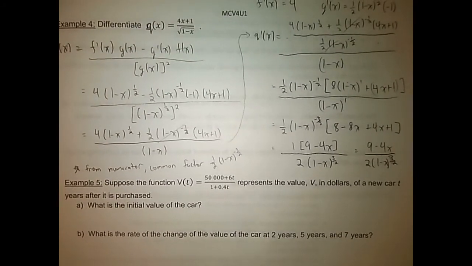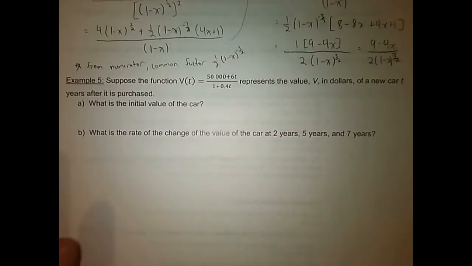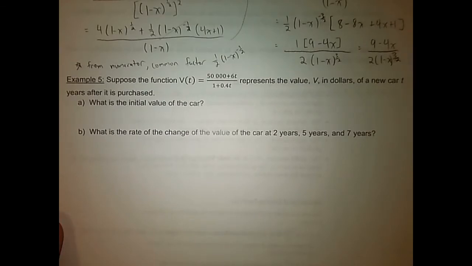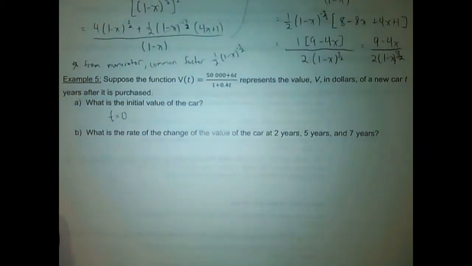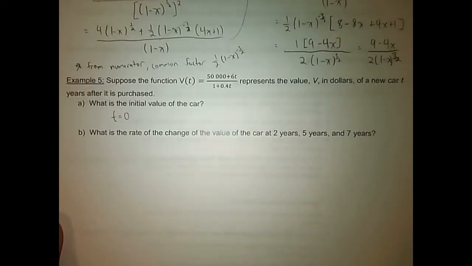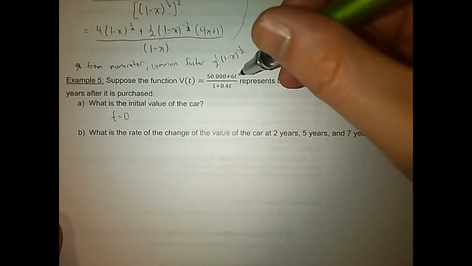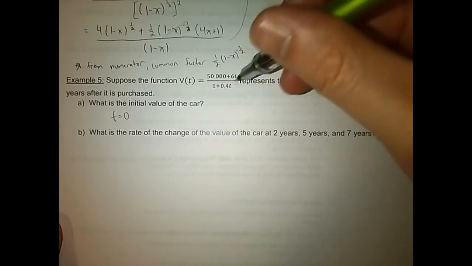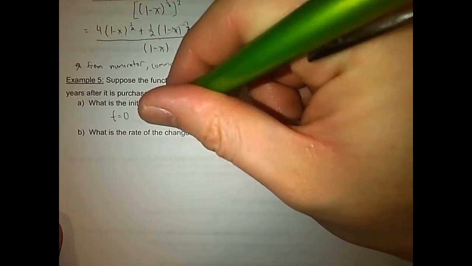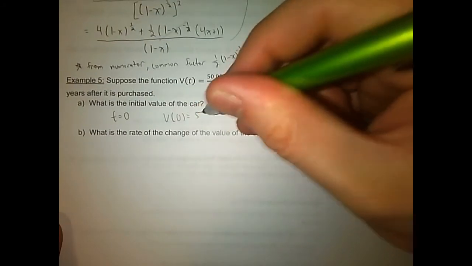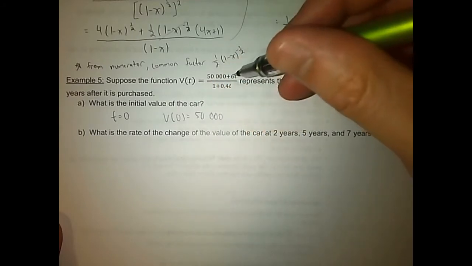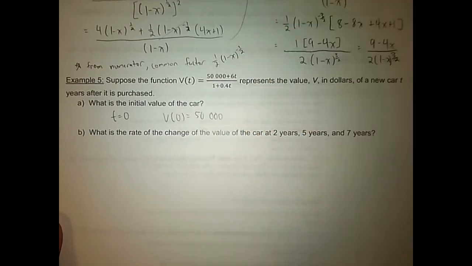So we just have one more example to do. Alright, last one says, suppose the function this represents the value v in dollars of a new car years after it's purchased. So what is the initial value of the car? Well, the initial value has to be when no time has taken place since you bought the car. So this happens when t is equal to 0. I could just put 0 into both of these. Well, this will become 0. That'll be 0. My initial price of the car when no time has gone by is just 50,000. Again, 0, 0, so 50,000 over 1 is just 50,000 there.